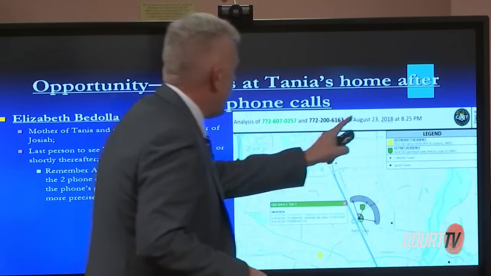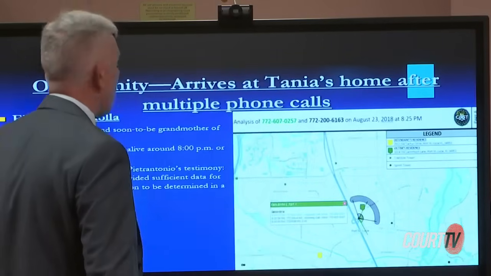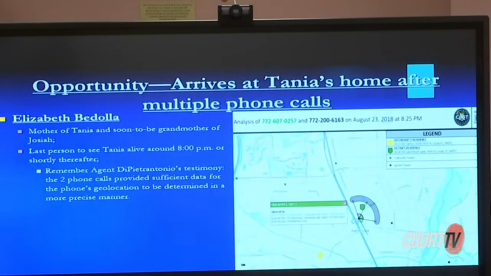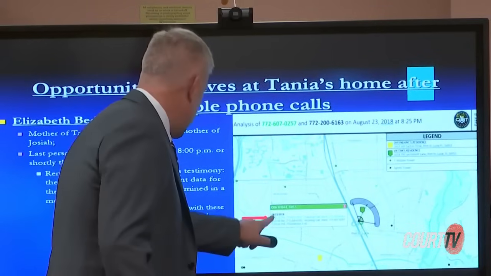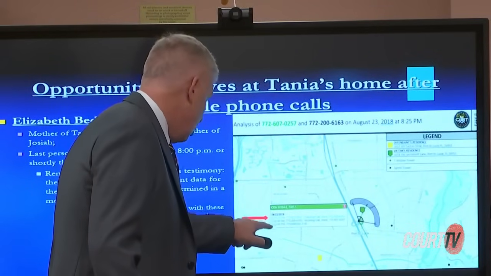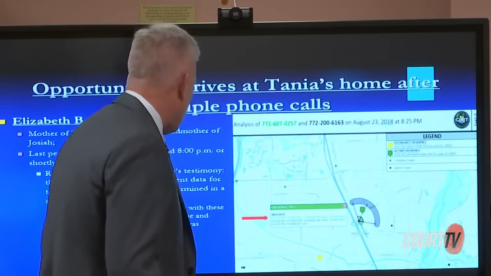And at 8:25, who is talking to Tania Wise? That would be a good question. Who is the victim talking to shortly before her death? Who is she with? The defendant. Right? He makes these two phone calls, or actually one to him and one from her at 8:25.